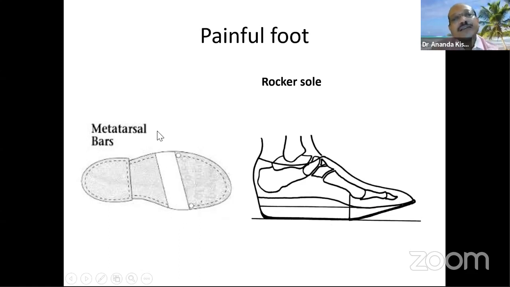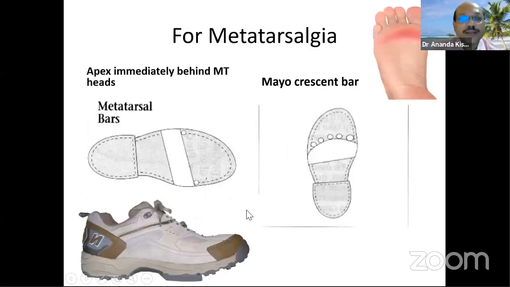You can see here, because the heads of the metatarsals are not in a straight line, it is an oblique line, 15 to 20 degrees oblique from the coronal plane. So the metatarsal bar, this elevation, should be attached behind the heads of the metatarsals in this plane. Whereas the rocker sole may be a forefoot rocker, a hind foot rocker, or the whole sole may be a rocker. You can see there is a forefoot and mid foot rocker. Basically the apex of this rocker should be opposite to the heads of the metatarsals, at the metatarsophalangeal joint.